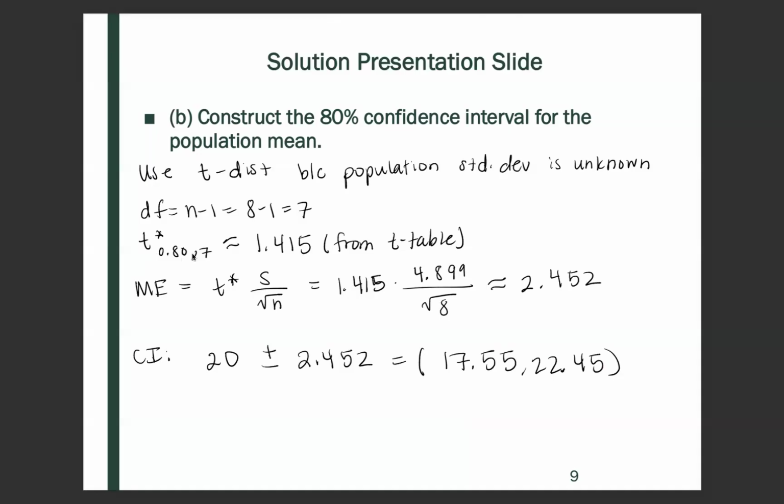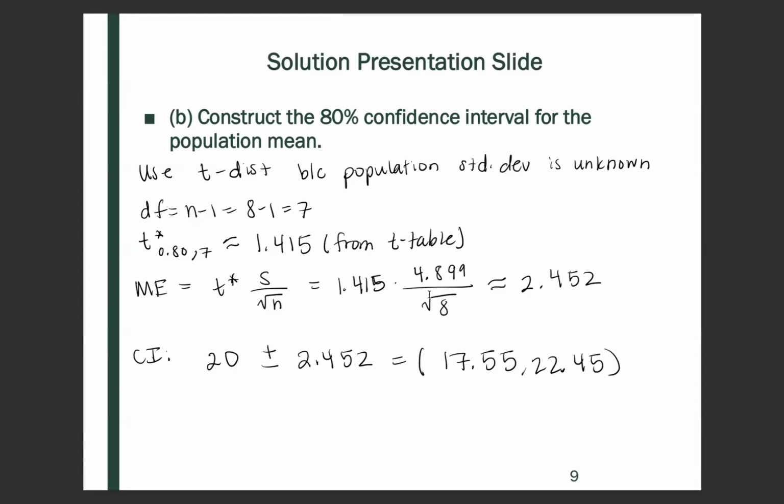And then we get a critical t value from a t-table, or you can get it from your calculator. And so here we have a confidence level of 0.8 or 80%, and then the degrees of freedom, which is 7. So we get a critical value of 1.415. And then the margin of error is calculated by our t star, which we just stated, times our s, our sample standard deviation, divided by the square root of n.